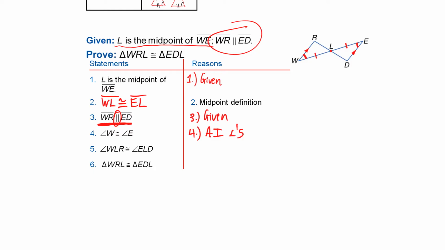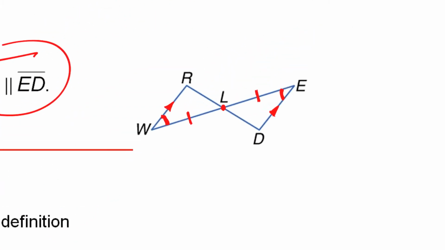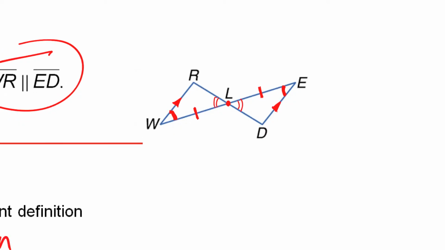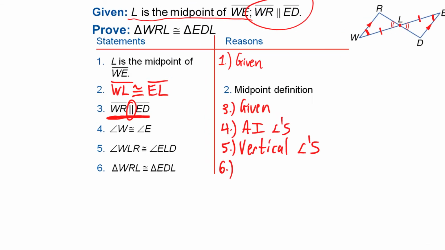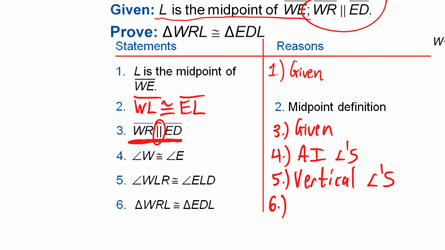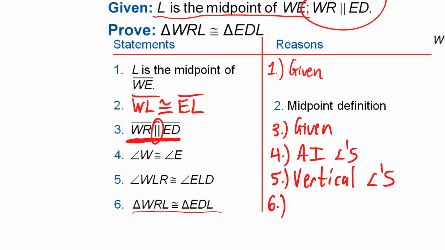Okay, and then number 5 now says that angle WLR, that's this angle, is congruent to angle ELD. So, how do I know those two are congruent? Vertical. Good, because they are vertical angles. That's the definition of vertical angles. They're congruent to each other. Always congruent.